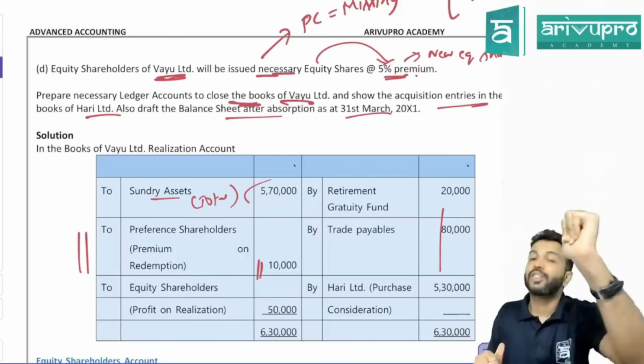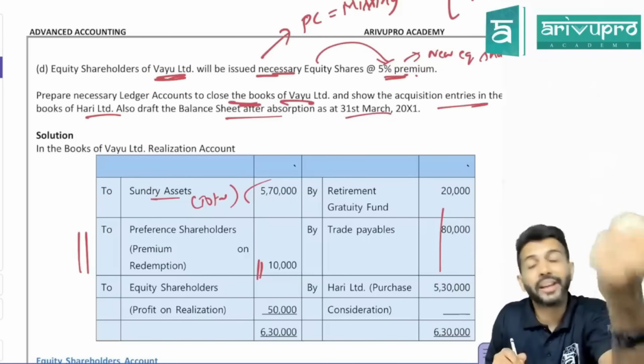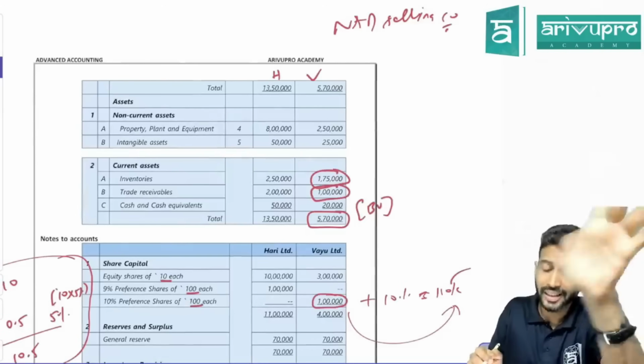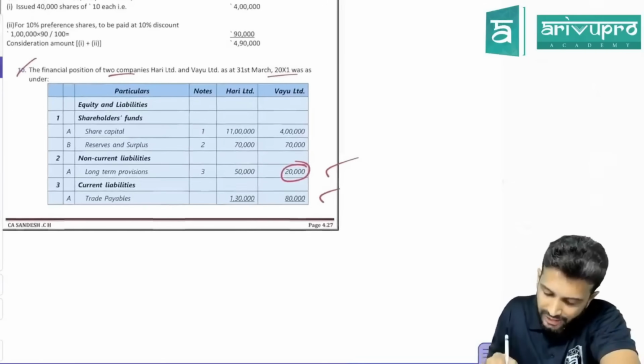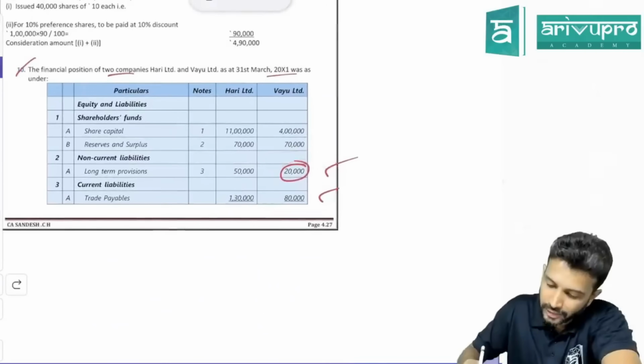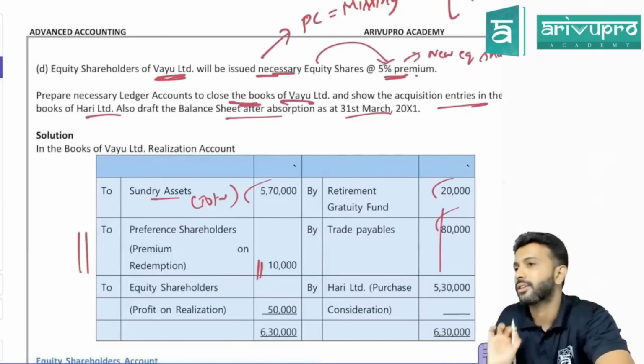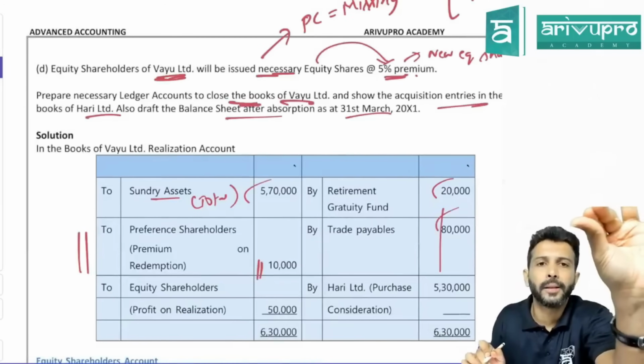Yeah. All right. First is this. Yes, this is assets transferred. Next is what, sir? All the liabilities transferred. I think we had only 2 outside liabilities. No, gratuity and trade payables. They have been transferred. Yes. What is the next step?